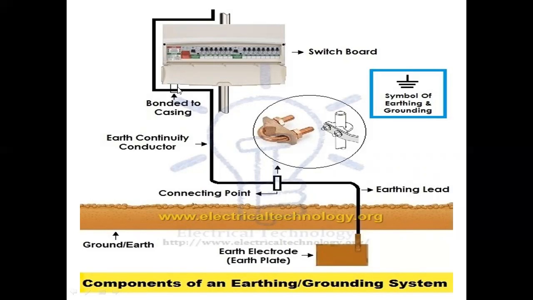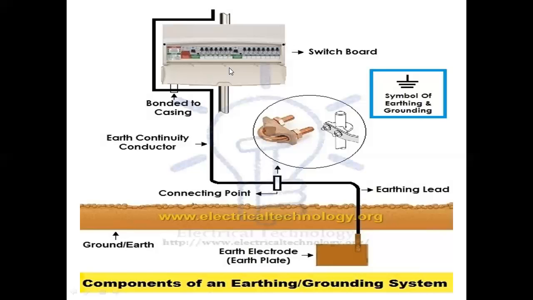And again here you can see in the switchboard it is bonded to the casing properly. So this continuation should be there. There should not be any breakage of this conductor, the earth continuity conductor. This indicates the earth continuity conductor throughout, from the earthing to all the devices connected properly.